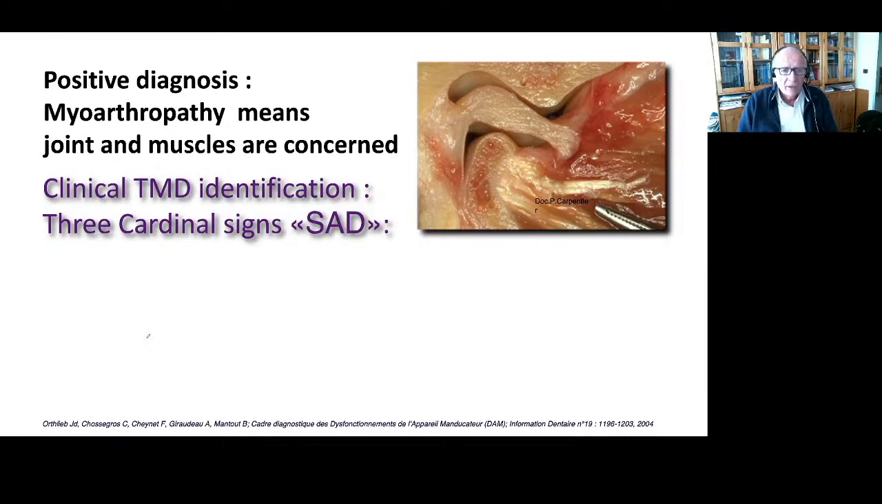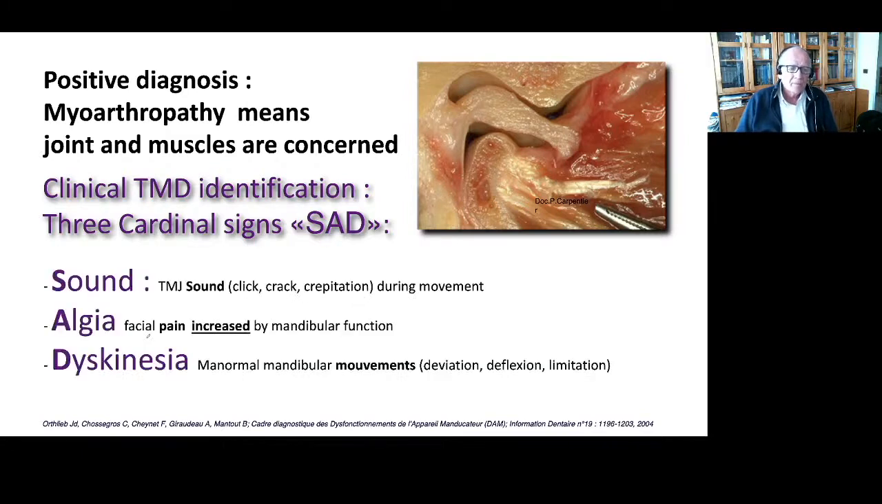And we have clinical TMD identification by three cardinal signs. Sound. TMJ sound. Click, crack, crepitation. It is a positive sign of TMD. When you have a click, you have a TMD. It is not necessary that it is a very, very important problem, but it is a TMD.